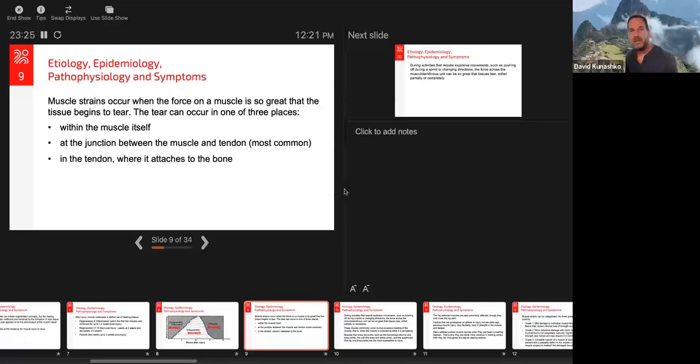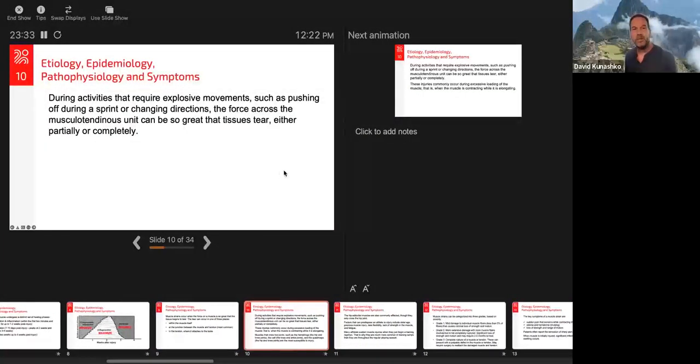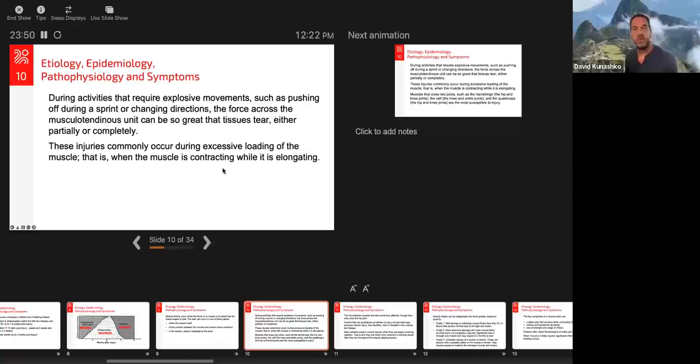A tendon tear is not a muscle tear, but it is part of a muscle, so you can kind of loop it in with that as well. Obviously during activities that require explosive movements, pushing off during a sport, changing directions quickly, the force across the musculotendinous junction can be so great that there's a tear that can occur. It can be a partial tear or obviously a complete tear.